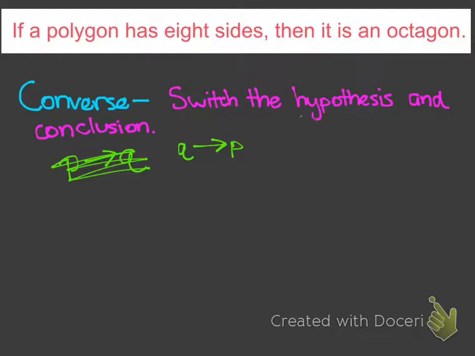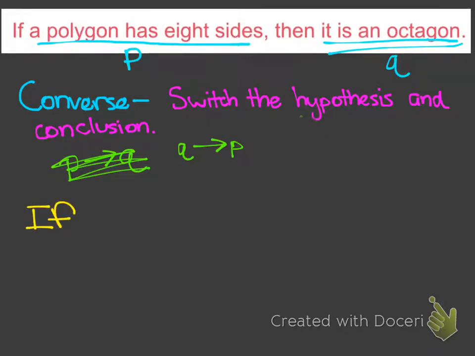So let's look at the following statement. It says, if a polygon has 8 sides, then it is an octagon. So this first part is our hypothesis. The second part is our conclusion. So converse says that we have to switch those. So the converse of the statement would read, if, and then we would state the conclusion. A figure is an octagon.